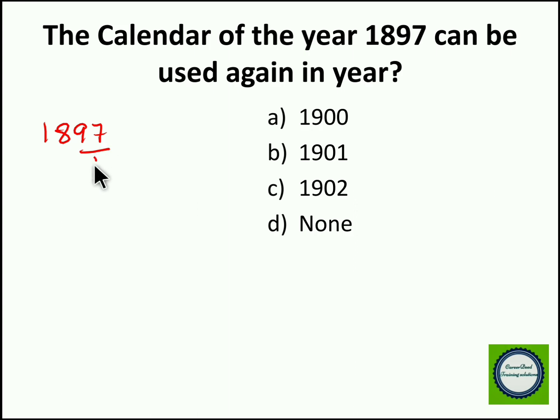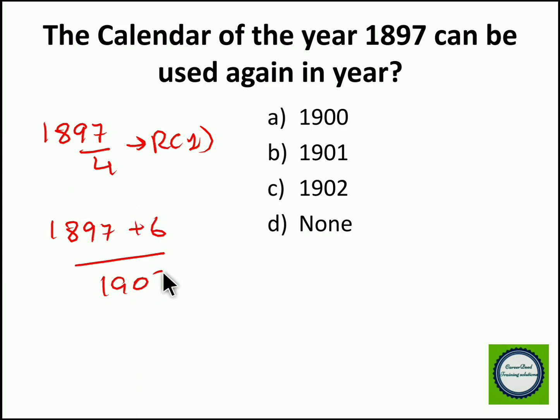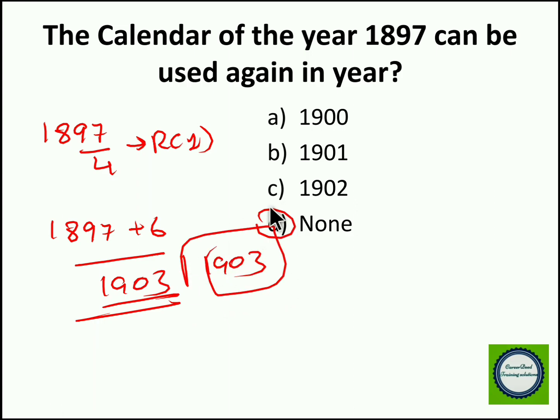When you divide 97 by 4, you get the remainder 1. So if it is 1, what do we have to do? You have to add 6 more years to 1897. So you get 1903. So you can use it in the year 1903. So the answer for this question is none. Hope you understood the problem, right?